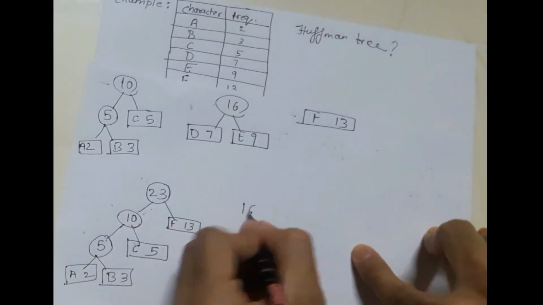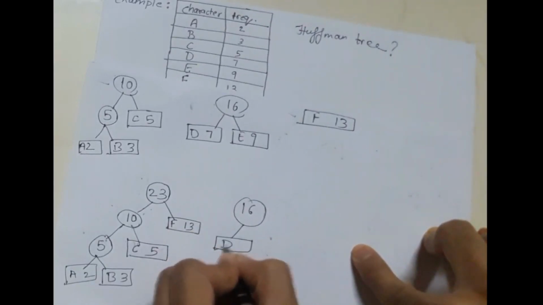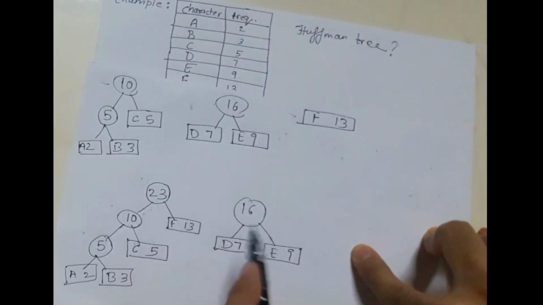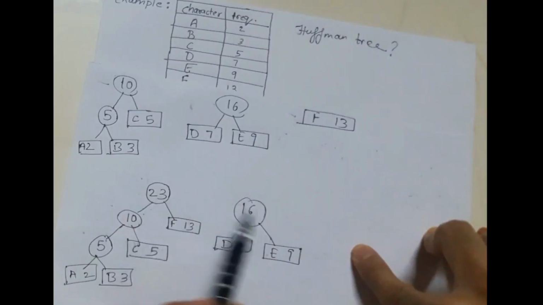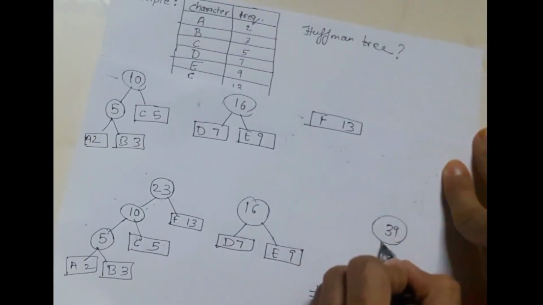And this 16. So we'll merge these 2 because only 2 are remaining. So 23 and 16 together make 39. So this will be our final Huffman tree.